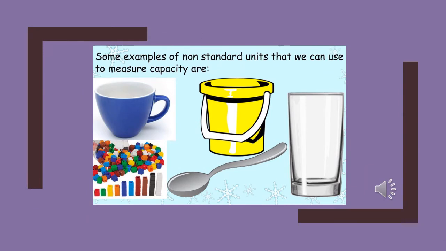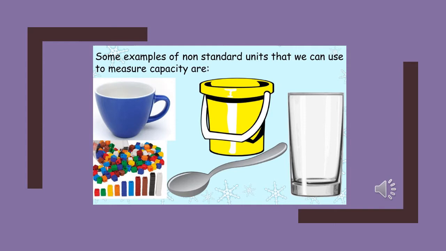Here are some examples of non-standard units that we can use to measure capacity. We have the cups, the spoons, the bucket, the glass, and some unifix cubes. Also recognize that different objects have different capacities. We can measure the capacity of a container in terms of other containers using terms such as glass full, bucket full, and more. And we can compare the capacities of two containers using terms such as half, twice, or 4 times.